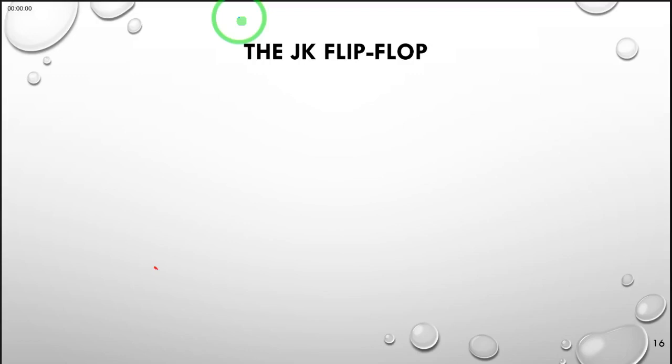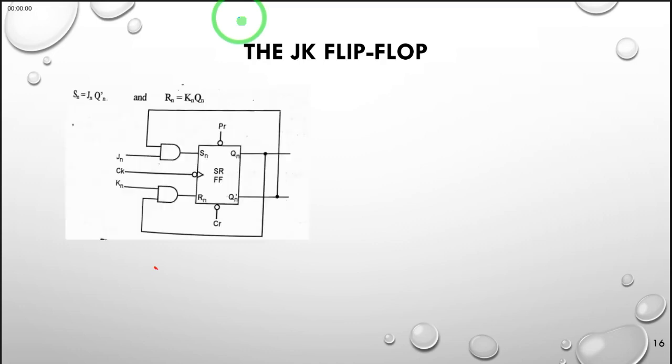We now consider the JK flip-flop, and the first task is to find out how we develop or design the JK flip-flop from the SR flip-flop. Since we already made the SR flip-flop and we know its internal structure, without necessarily going back there, we symbolically use this symbol to represent the SR flip-flop.